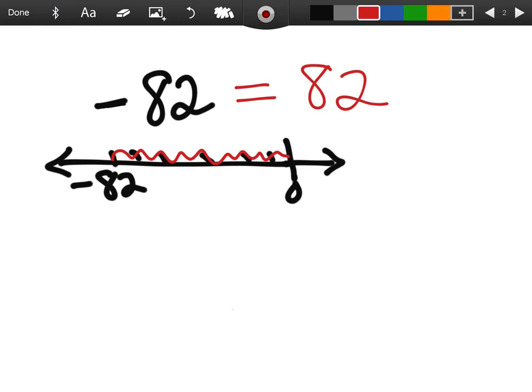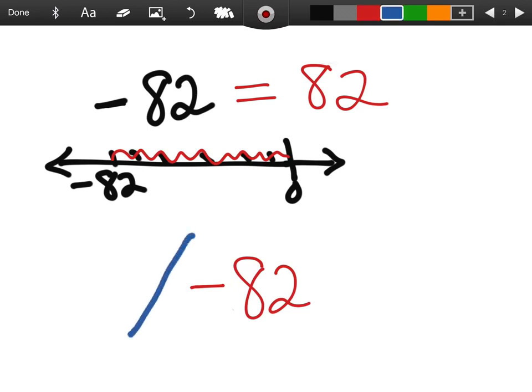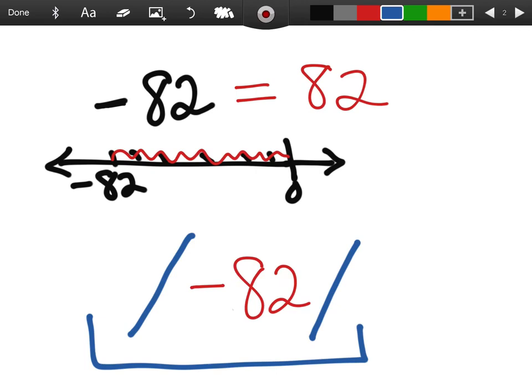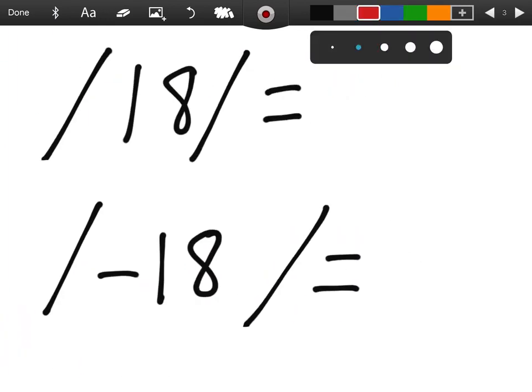So in math, we have a special symbol that we use to show absolute value. And it looks like this. My original number was 82. And the math symbol is these solid lines that are slanted. Okay? And this means absolute value. That's what these lines tell us. Okay, so let's do some examples. Let's see if we can solve for absolute value.